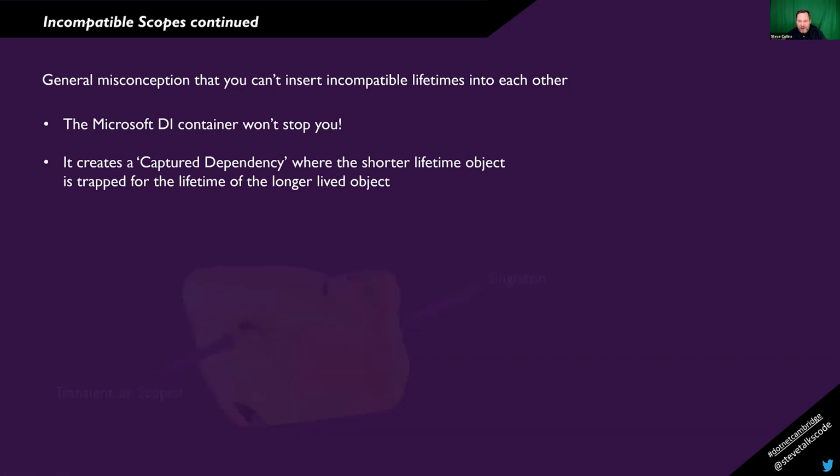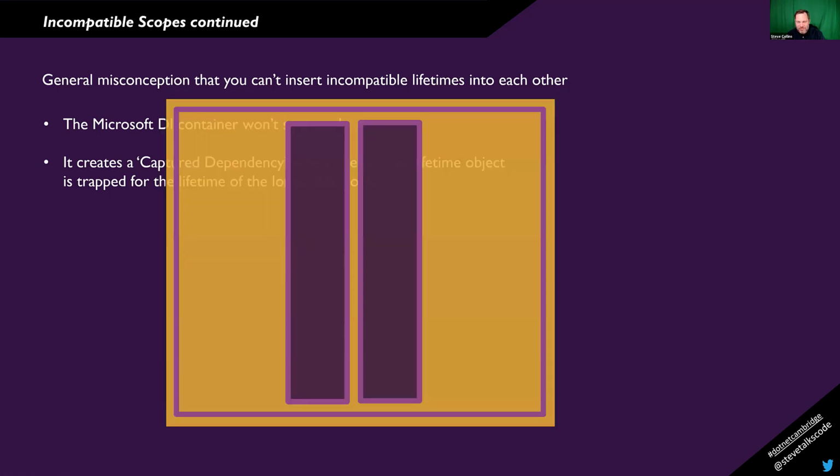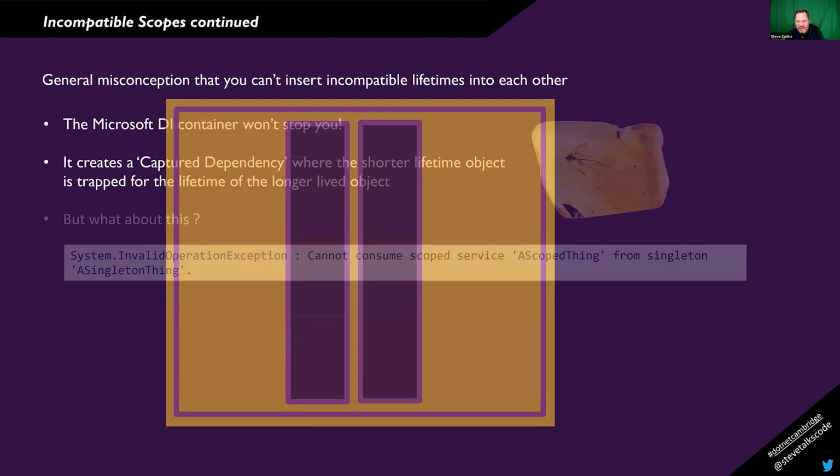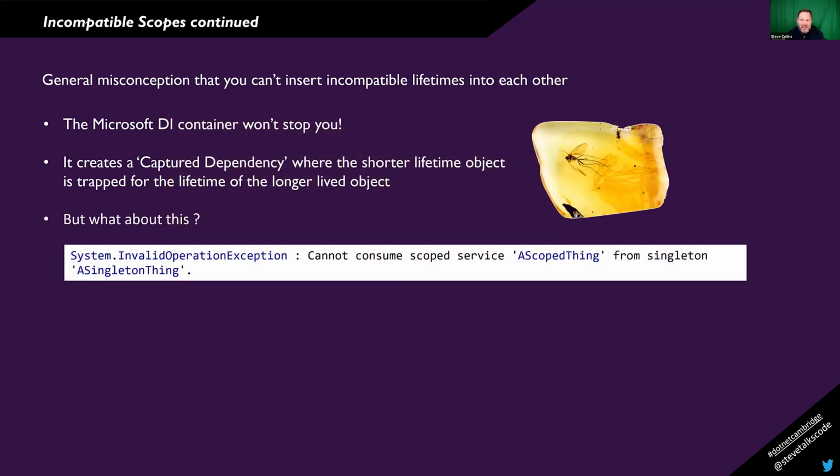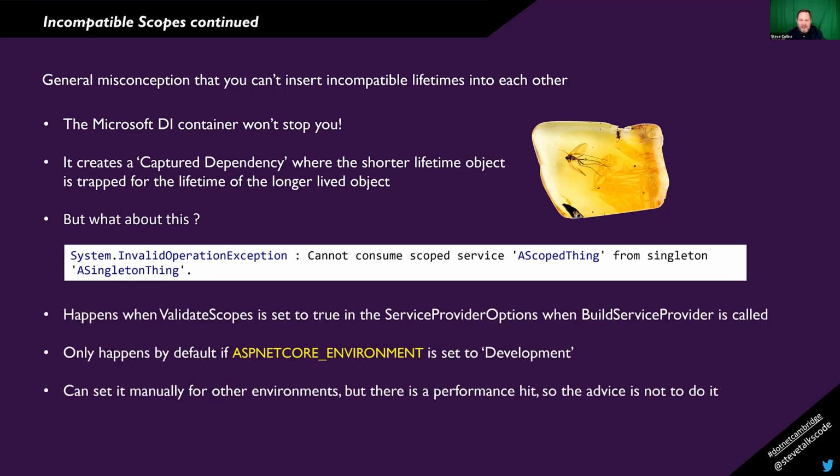Now you may be going, hang on, pause, what are you saying? I've got an exception when I've done that before. That can occur, but by default, it only happens when your ASP.NET Core environment is set to the development constant. The reason is that there's some hidden magic going on in the host builder that checks for that. However, you can explicitly turn on this behavior by setting the optional validate scopes parameter to true when creating the service provider. But this does have a performance hit at startup because it's constantly rechecking itself.